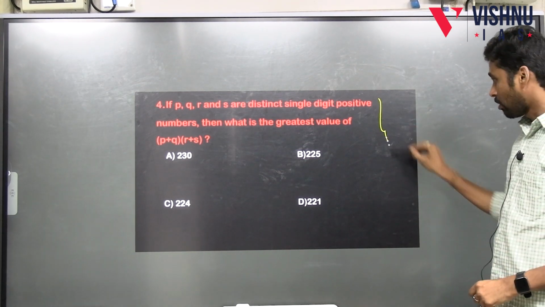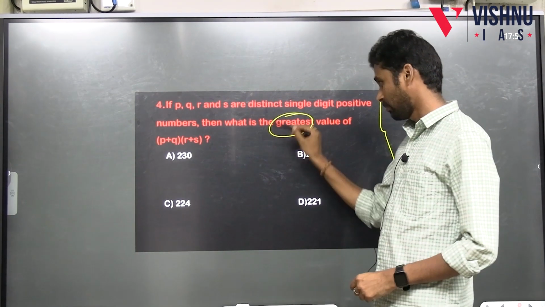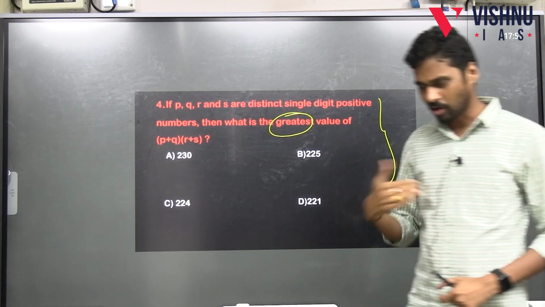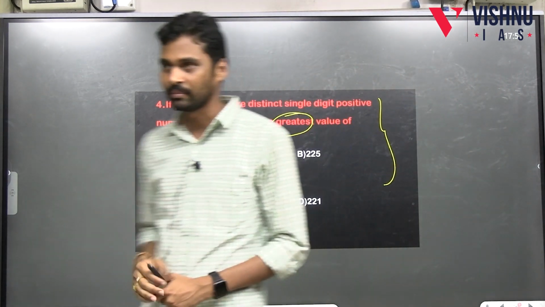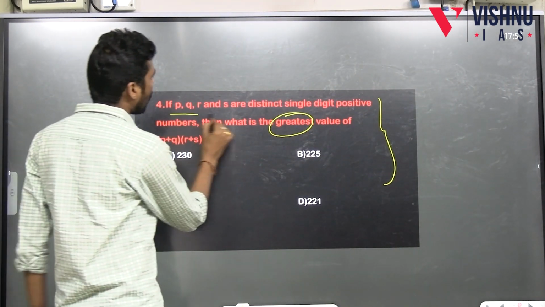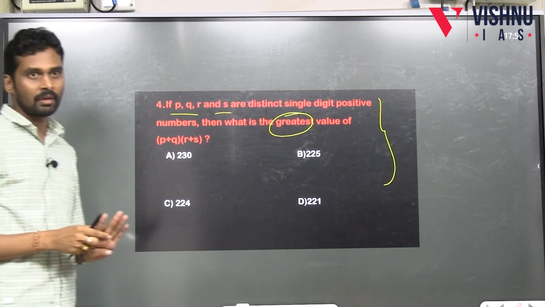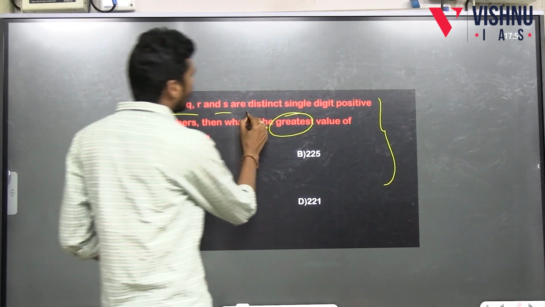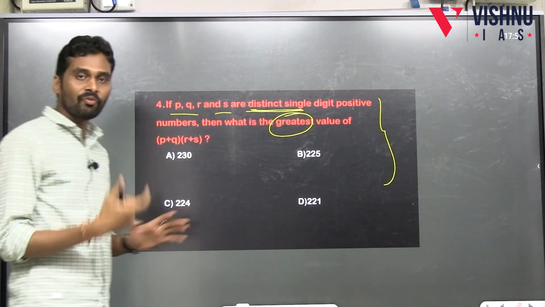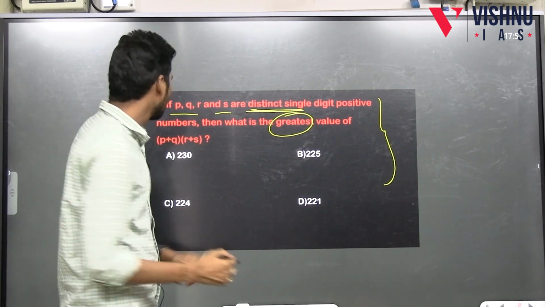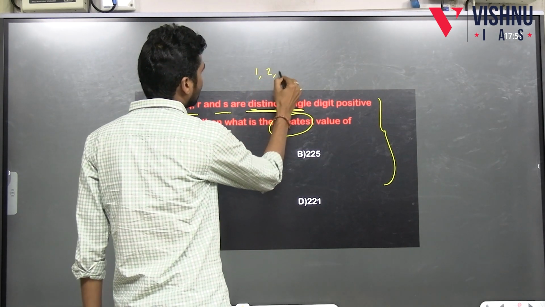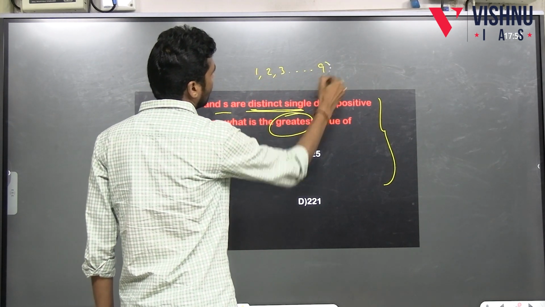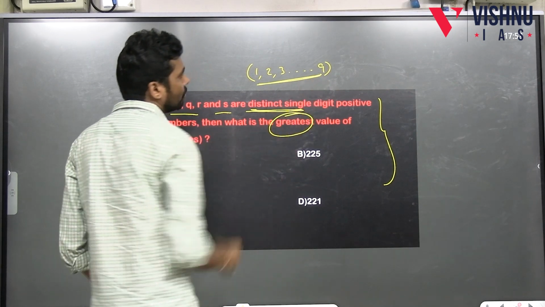This is actually a concept to find out the greatest value of P plus Q into R plus S. Generally what we do is we take random numbers. The question is P, Q, R and S. There are 4 variables given, P, Q, R, S. All are distinct single digit positive numbers. Distinct means different, and positive single digit numbers means 1, 2, 3 up to 9.